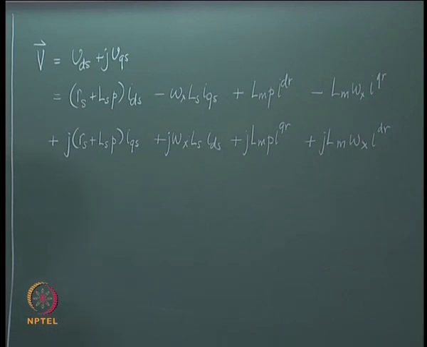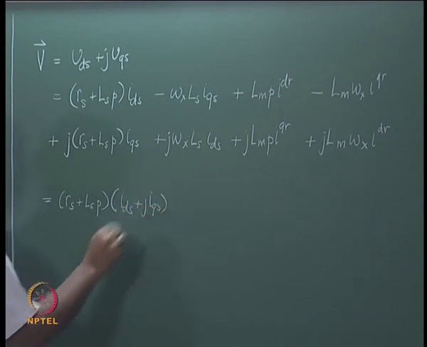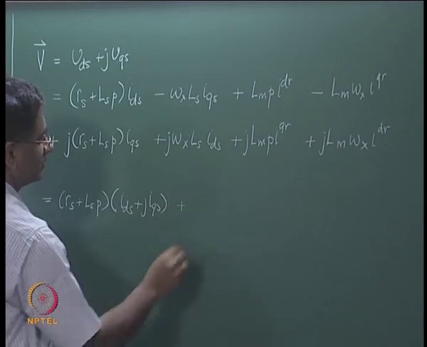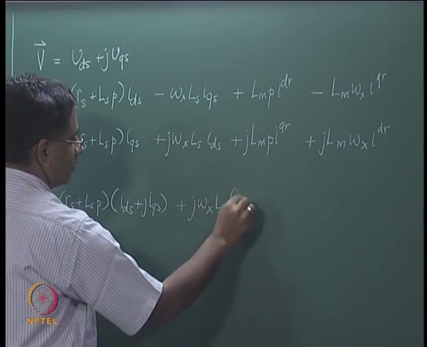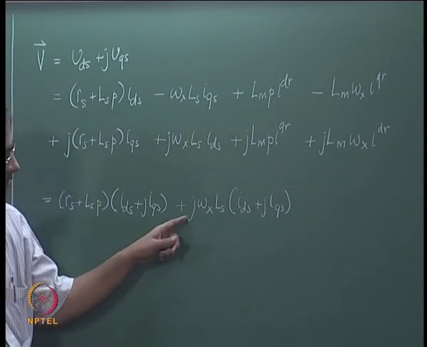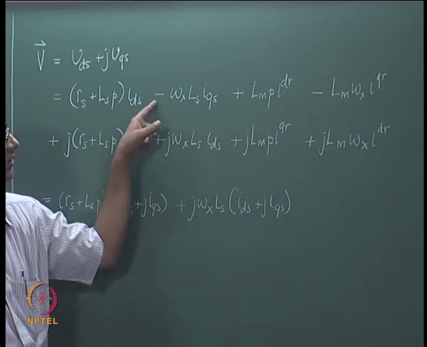Now, you see that we have already grouped similar looking terms together, and therefore, this can be simplified as Rs plus Ls into P, this term is common, multiplied by Ids plus J times Iqs, and then similarly here you have plus J times omega x Ls into Ids plus J times Iqs. Note that J multiplied by J is minus 1. So, you have minus omega x Ls into Iqs, that is what you have here.